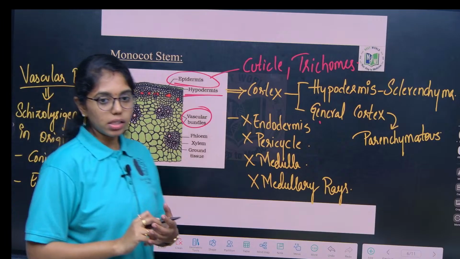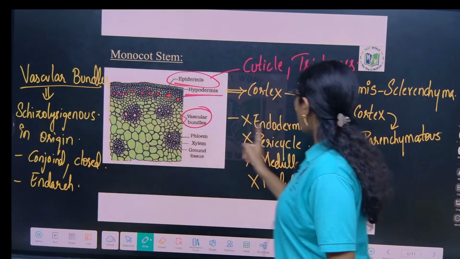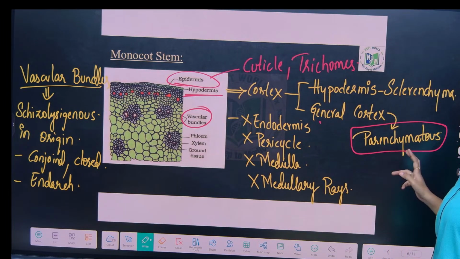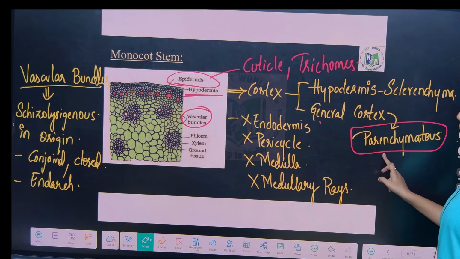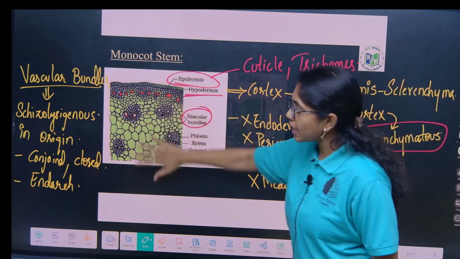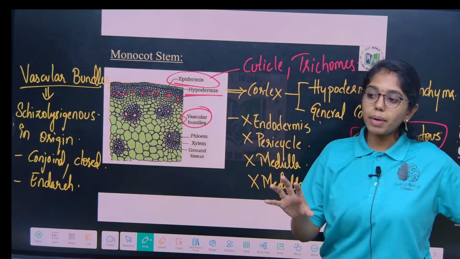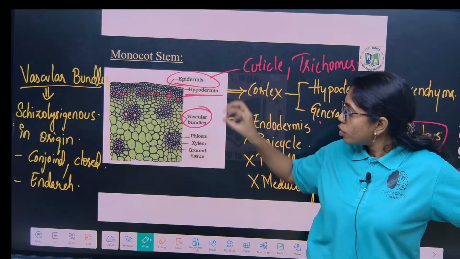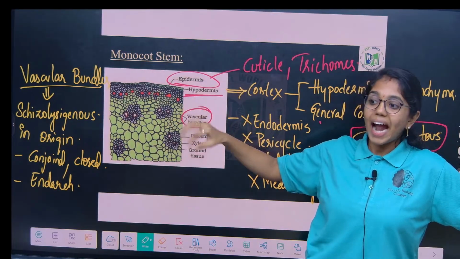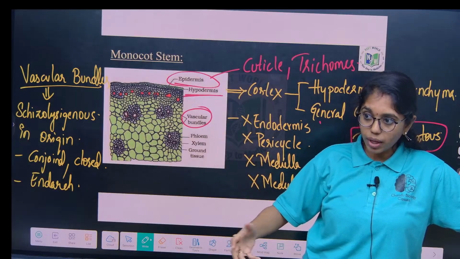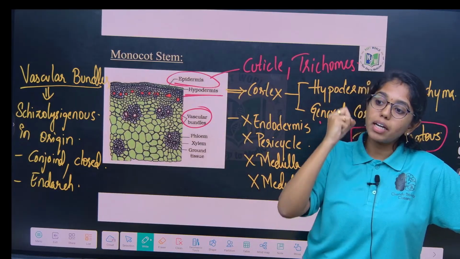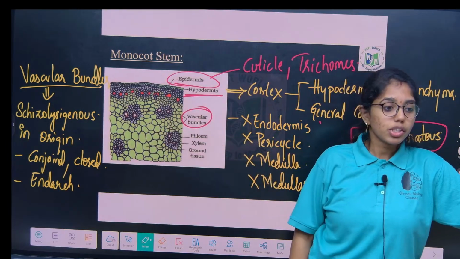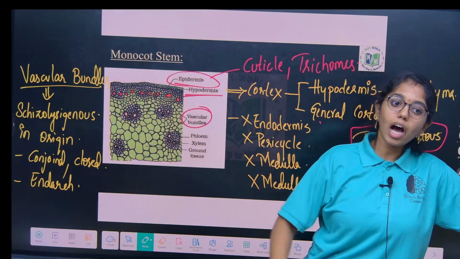Schizolysigenous origin means, in between, the general cortex is what? Parenchymatous. So completely there is parenchymatous tissue only. Parenchymatous tissue will have intercellular spaces or not? Yes, it has intercellular spaces. So in between those spaces, if at all few cells are dead, in those spaces vascular bundles got originated. Such a type of origin is called what? Schizolysigenous in origin.